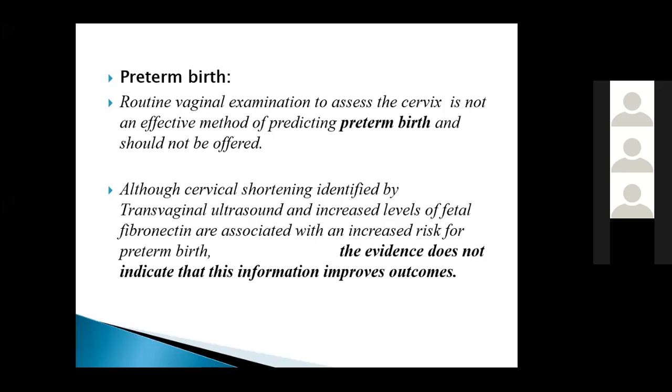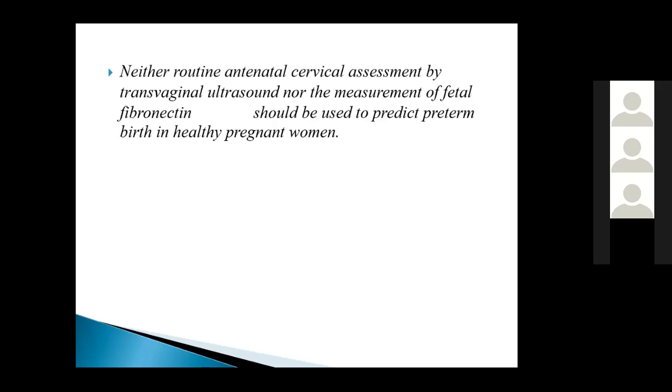Preterm birth. Routine vaginal examination to assess the cervix is not an effective method of predicting preterm birth and should not be offered, although cervical shortening identified by TVS, transvaginal ultrasound, and increased level of fetal fibronectin are associated with an increased risk of preterm birth. Okay, so if you are getting a short cervical length, definitely most of the time we offer the patient ultrasound, and if the ultrasound proves that the patient has shortening of cervical length, then we advise the patient accordingly.